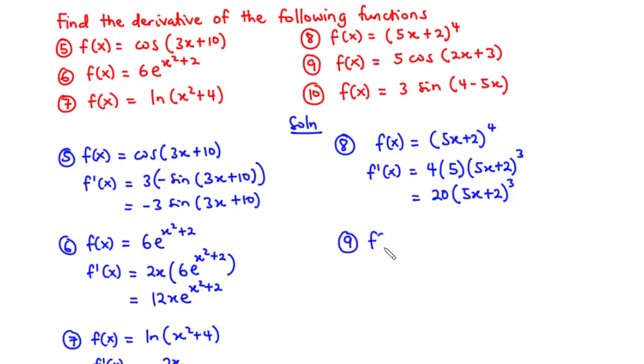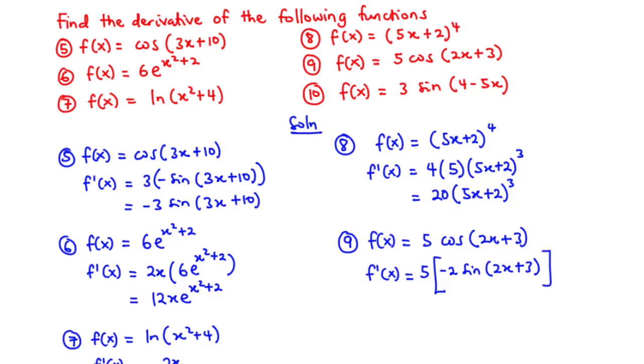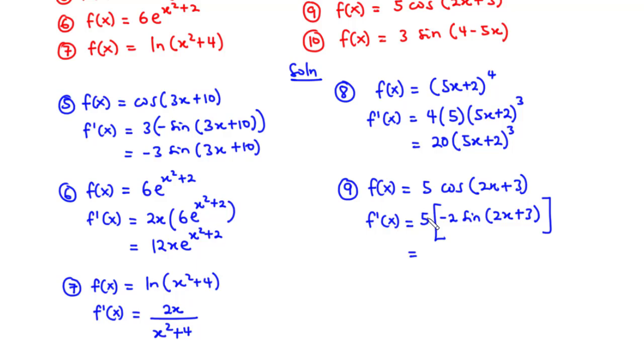9. f of x equals 5 cos of 2x plus 3. So f prime of x is equal to, we have 5 times. So first of all, let's differentiate what we have here. So the derivative of 2x plus 3 with respect to x becomes 2. So we pull out 2. And then notice that when you differentiate cos, you have negative sine. So we have negative 2 sine of 2x plus 3. And then let's multiply that by 5. That's going to be 5 times negative 2 is negative 10. So negative 10 sine of 2x plus 3.